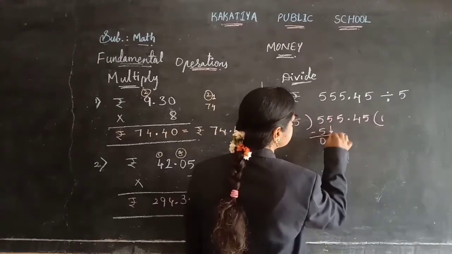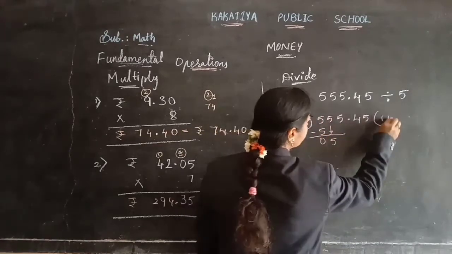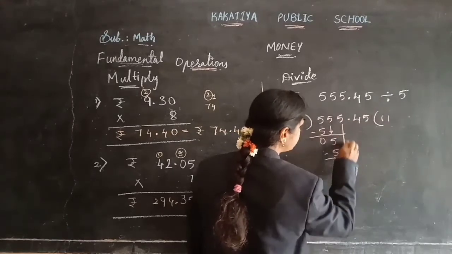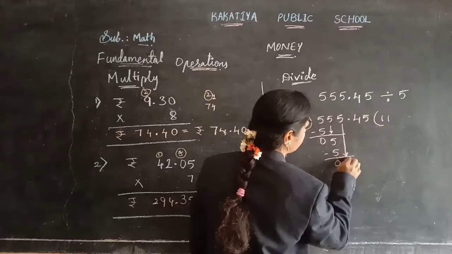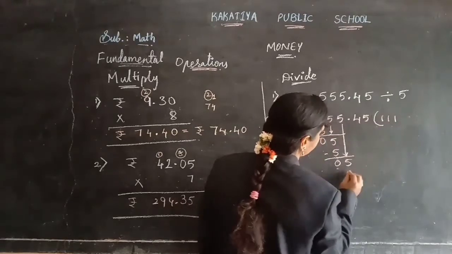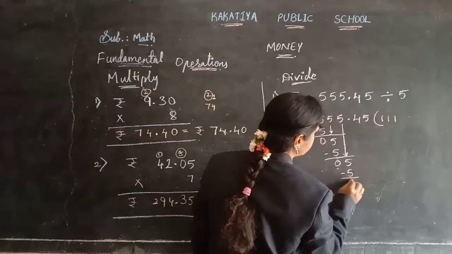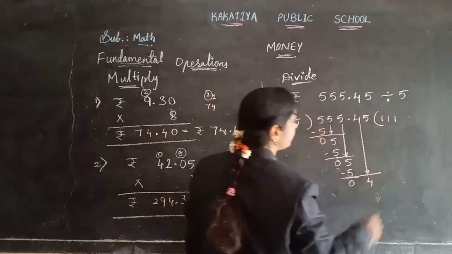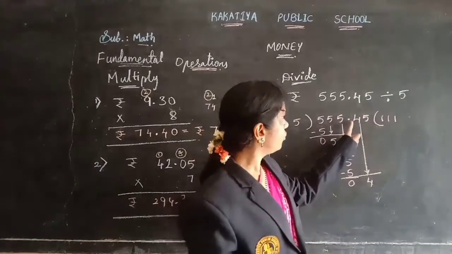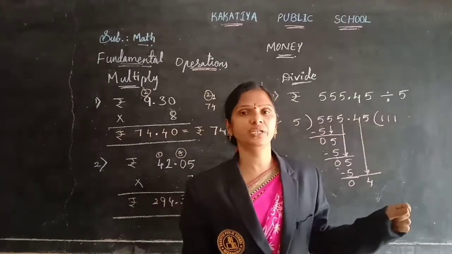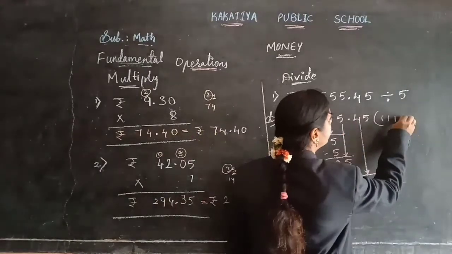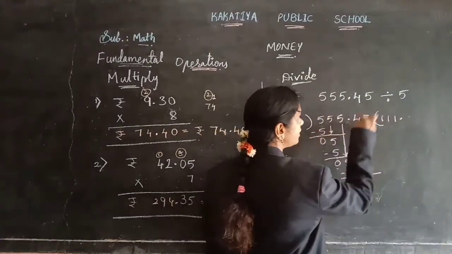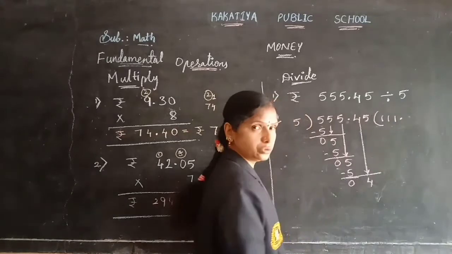And let's take the next digit 5. Again 5 ones are 5. 0. And the next digit here, 5 ones are 5. 0. I am taking the next digit down, children, 4. Okay. But the 4 comes after the decimal point. So we need to keep the point in the quotient place. Whatever point is there in the dividend, you need to keep that point in the quotient place.